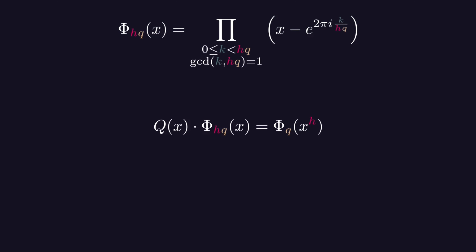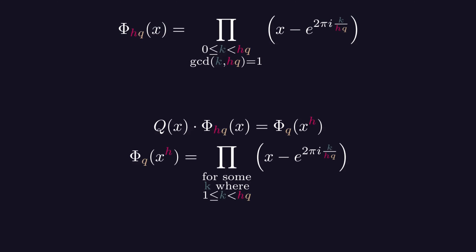Note that since phi sub q of x to the h is a product of some terms x minus e to the 2 pi i k over hq, Q of x must also be of this form, and that this product may be empty.